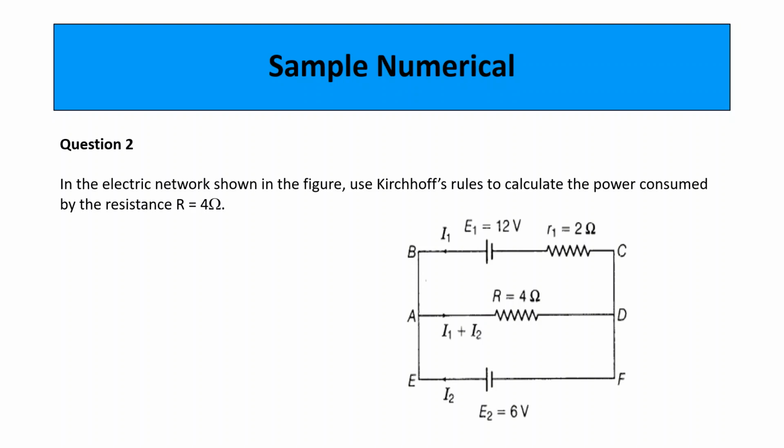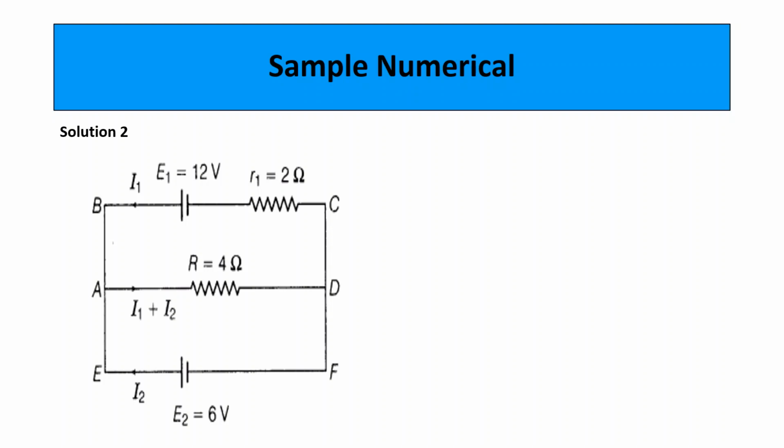Question number 2. In the electric network shown in the figure, use Kirchhoff's rules to calculate the power consumed by the resistance R equal to 4 ohms. The resistance R equal to 4 ohms is this resistance, and we need to find the power consumed by this resistor. Let us do this numerical.